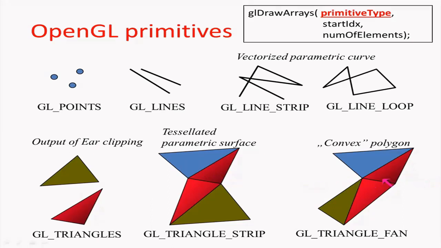GL_TRIANGLE_FAN can be used for convex polygons. Here again the first 3 vertices introduce the first triangle, and then any new vertex adds a new triangle of the last vertex, previous vertex, and the very first vertex.